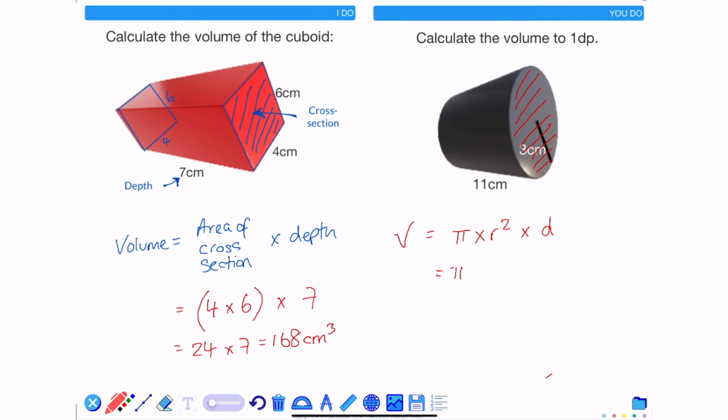Substituting in the values, pi times 3 squared times 11. Evaluating what I can, 3 squared is 9, and times that by 11, 9 times 11 is 99, and multiplying by pi is 99 pi. The units in this case would be centimetres cubed, and this would be the answer that I would write down if it wanted my answer in terms of pi. But grabbing a calculator and typing in 99 times pi would give me 311.0 centimetres cubed.